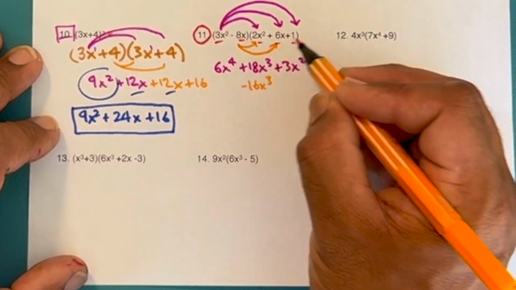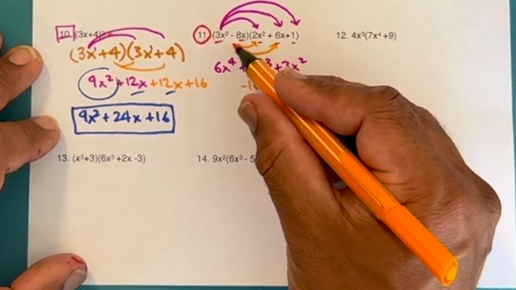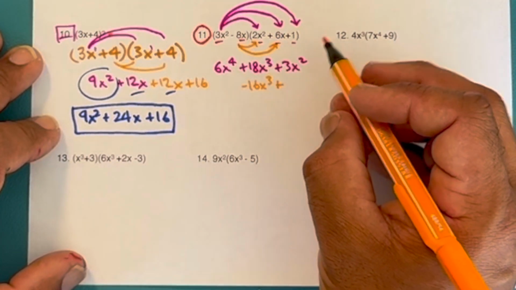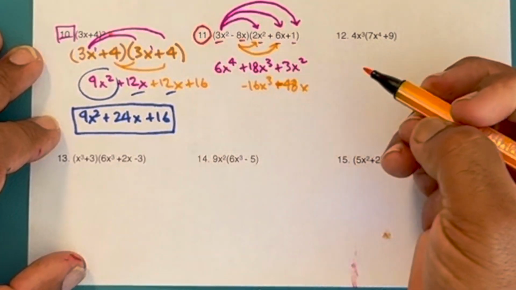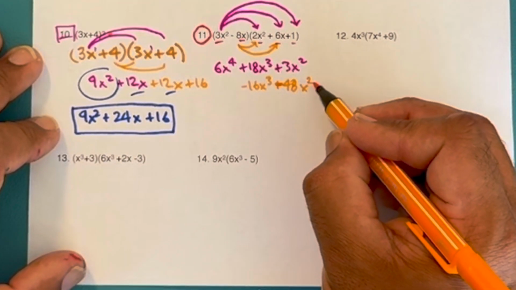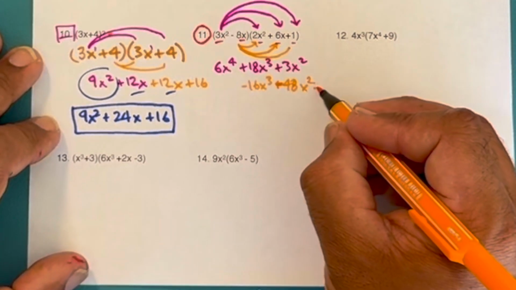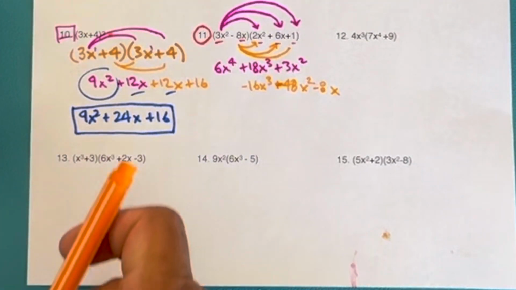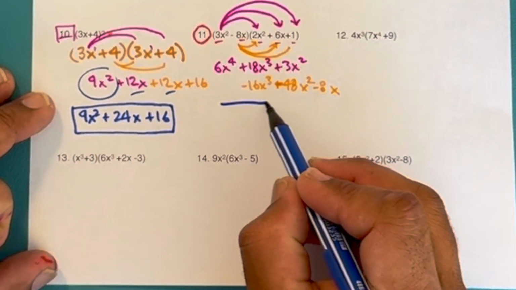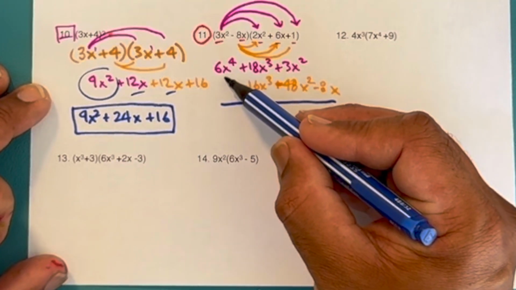So 8x times 6x is a negative 8 times 6 is a negative 48x squared. And then negative 8x times 1 is just negative 8x. So I wrote it different like that because I was going to run out of room, but I also put them in columns so it would help us because I knew what was happening.